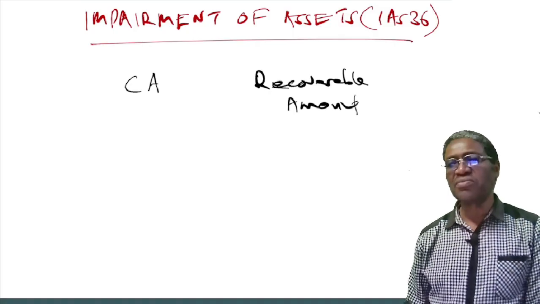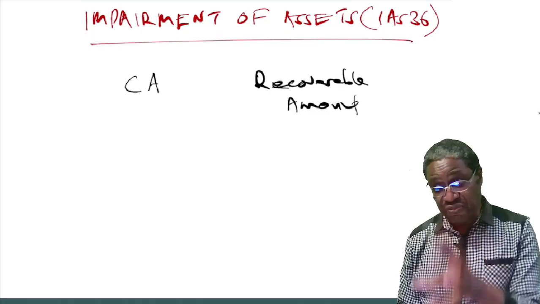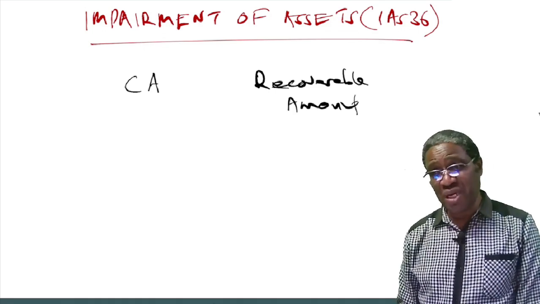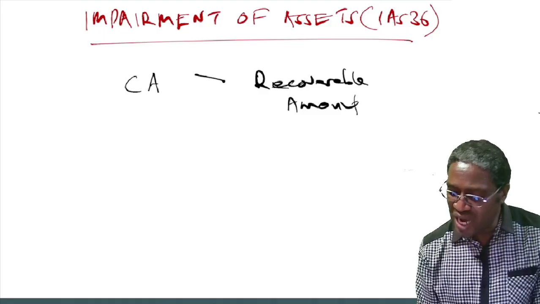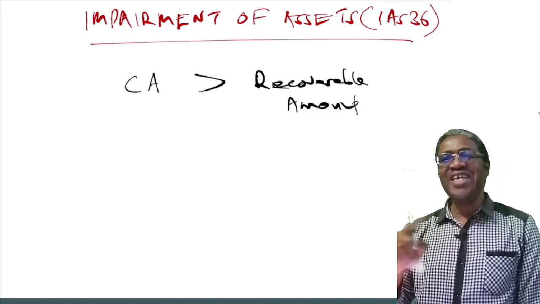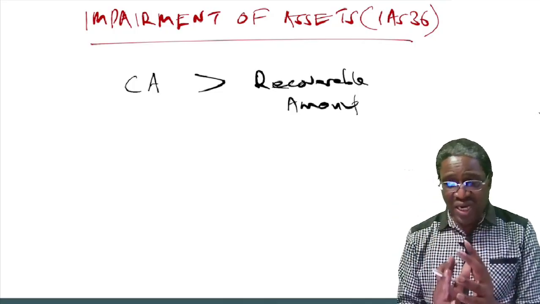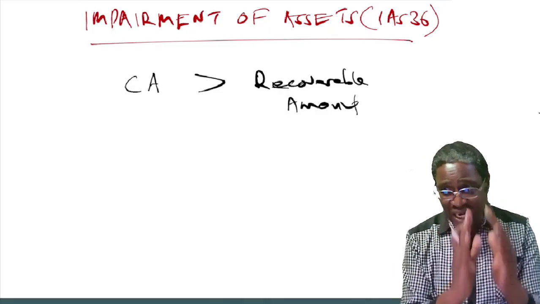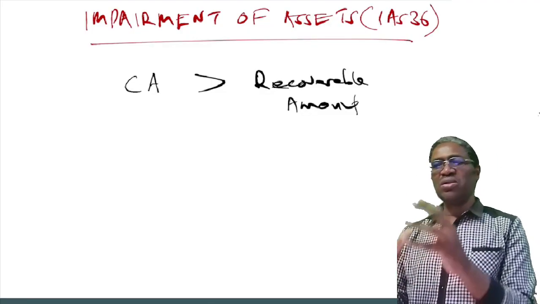Now listen, an asset is said to have suffered an impairment loss if the carrying amount of the asset is higher than its recoverable amount. To know whether an asset has suffered an impairment loss or not, you compare the carrying amount of that asset with its recoverable amount.